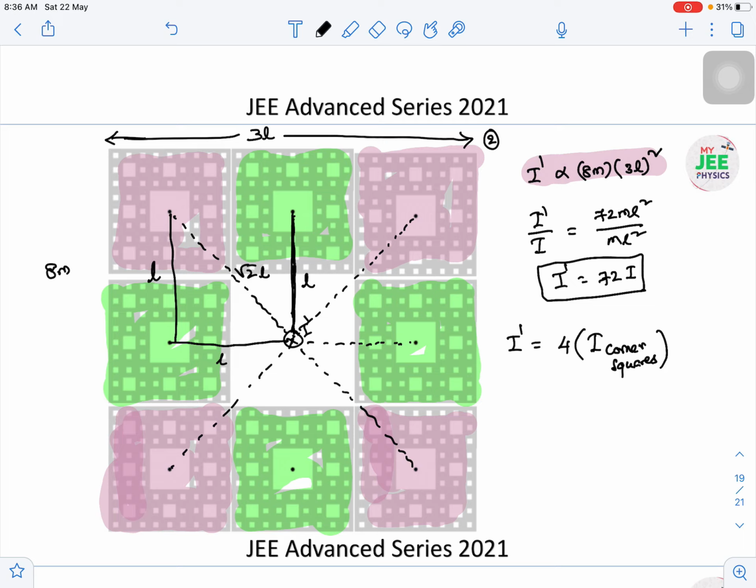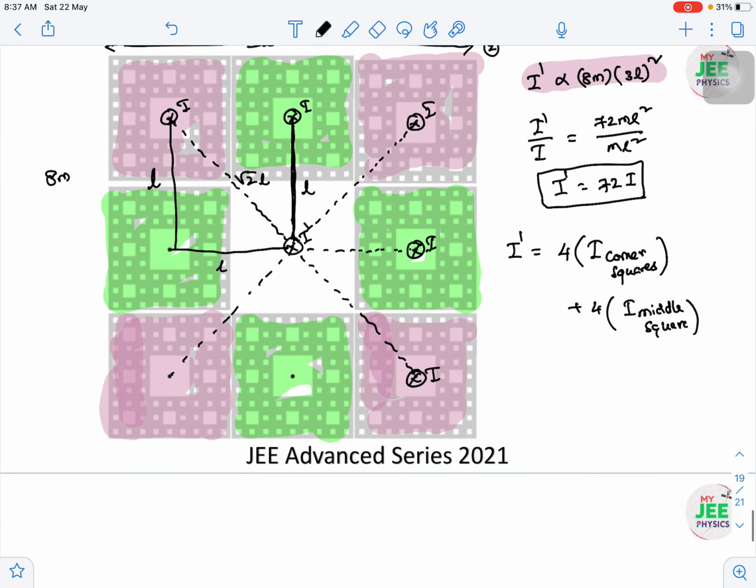I am taking the bigger square as 8 individual squares, because we know the moment of inertia of each square about the axis of rotation passing through its center. So all these moments of inertia are I. Now I can find the I dash value by using the parallel axis theorem, plus 4 times the moment of inertia of the middle squares, which are shown in green. So in total 8 squares, I'll get the moment of inertia of the entire object.